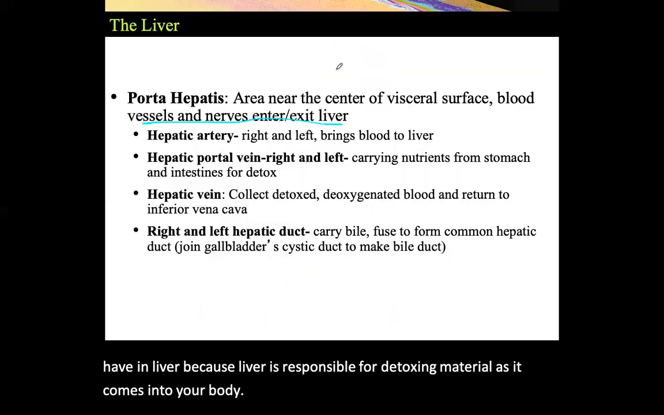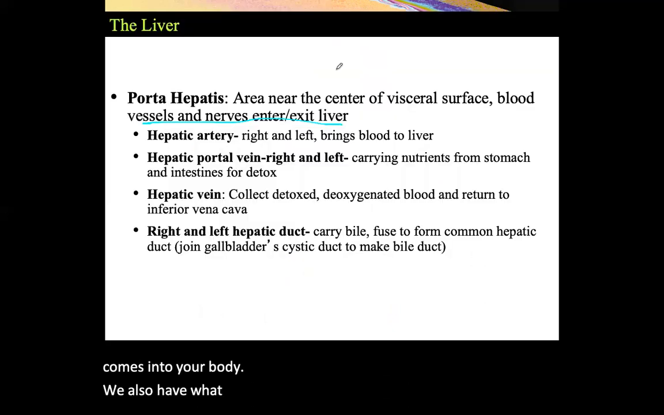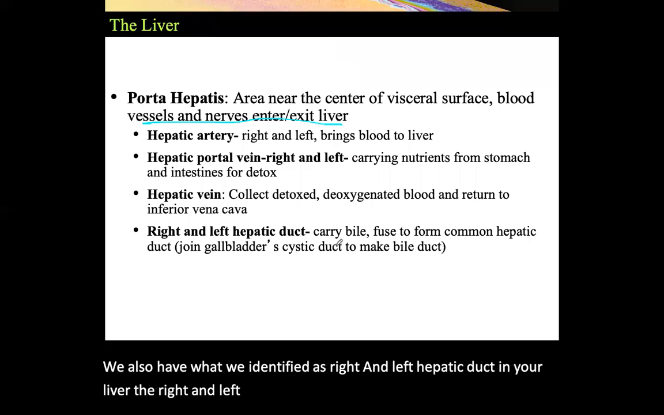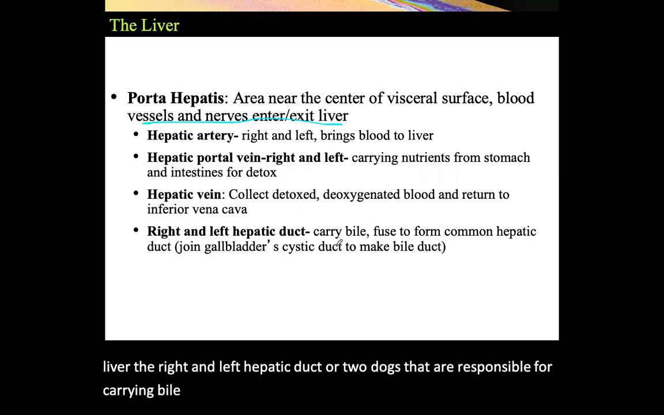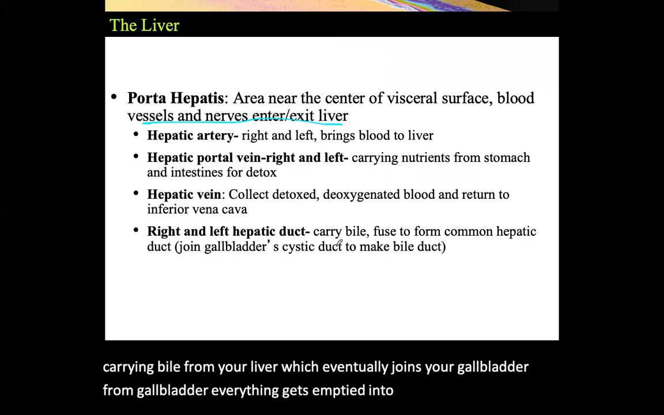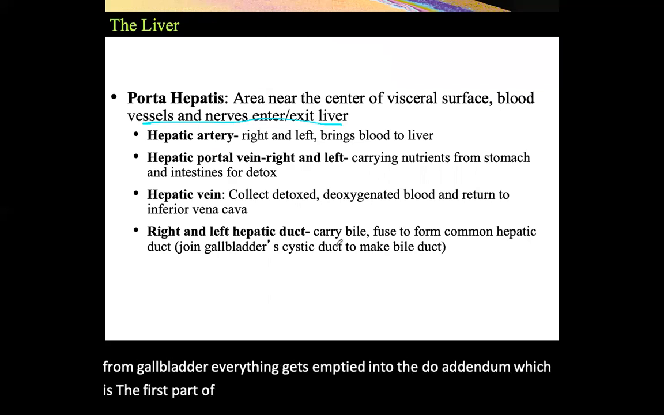We also have what we identified as right and left hepatic duct in your liver. The right and left hepatic duct are two ducts that are responsible for carrying bile from your liver, which eventually joins your gallbladder. And from gallbladder, everything gets emptied into the duodenum, which is the first part of the small intestine. So yes, it's a lot of information, so let's backtrack a little bit.